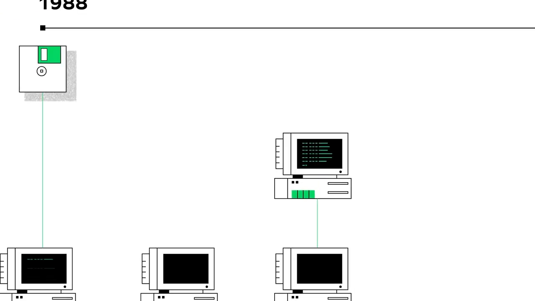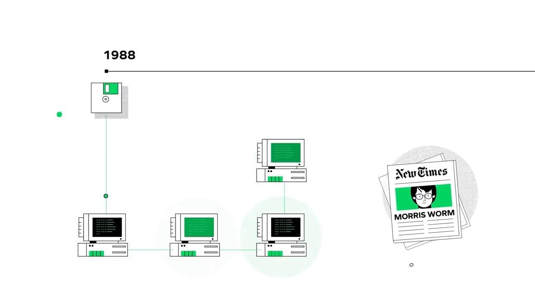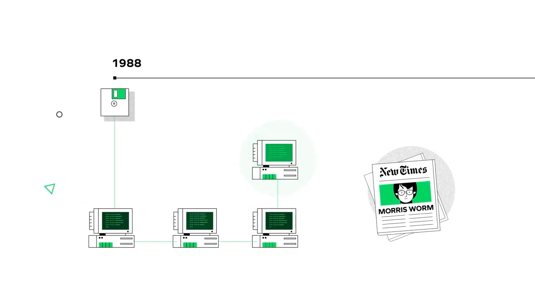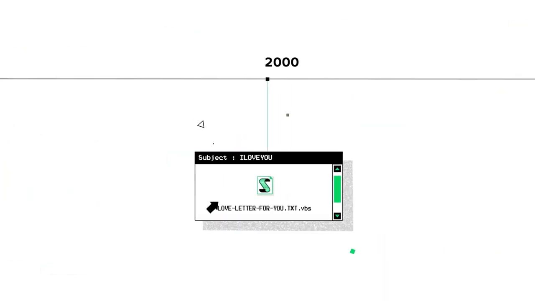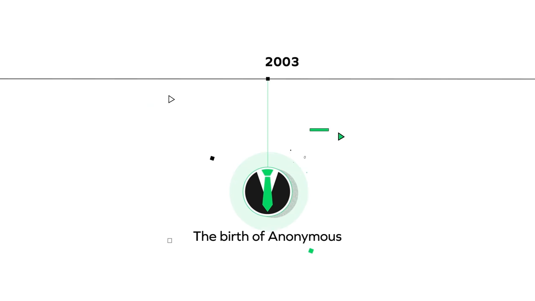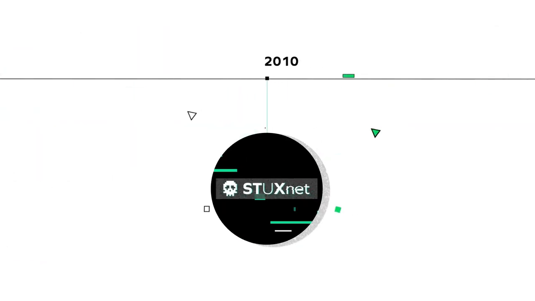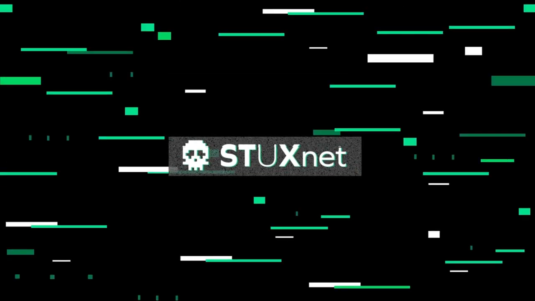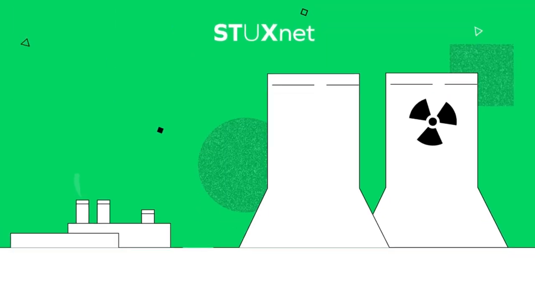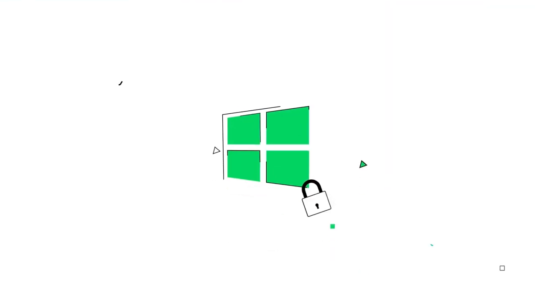The world's first cyber attack happened in 1988 when the Morris worm caused the internet to crash. Since then, cyber attacks have kept evolving and have become more and more serious. The year 2010 saw Stuxnet, which was an extremely sophisticated computer worm that exploited multiple zero-day Windows vulnerabilities.